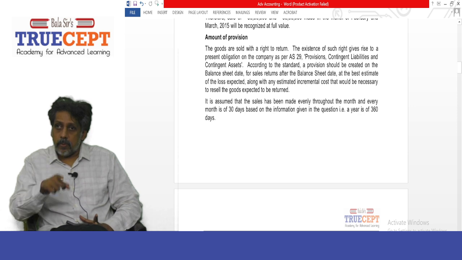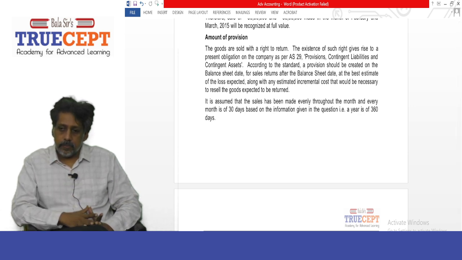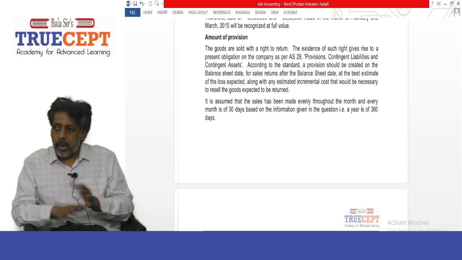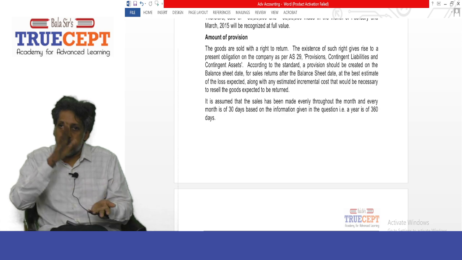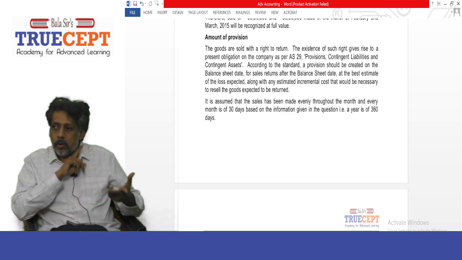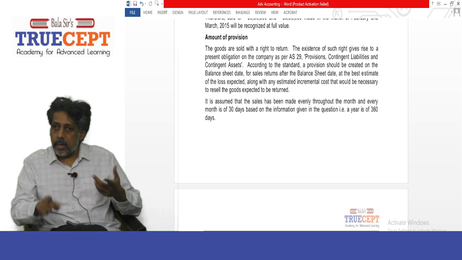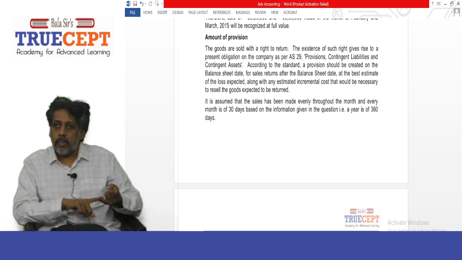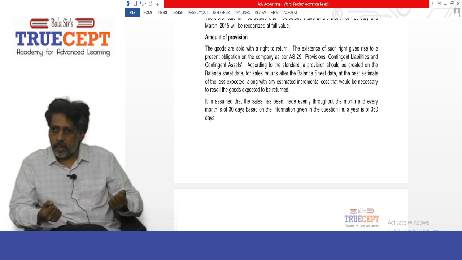Now there is AS 29 coming. The existence of such a right gives rise to a present obligation on the company as per AS 29, provisions, contingent liabilities and contingent assets. Because you have a present obligation, you made a promise to the customers, they have the right to return the goods. Then you have to take the goods back. When they return the goods, you have to refund the money that you have taken. The only thing is you will not earn profit on those goods, right? Returned. Yes. You get back the inventory, the goods.